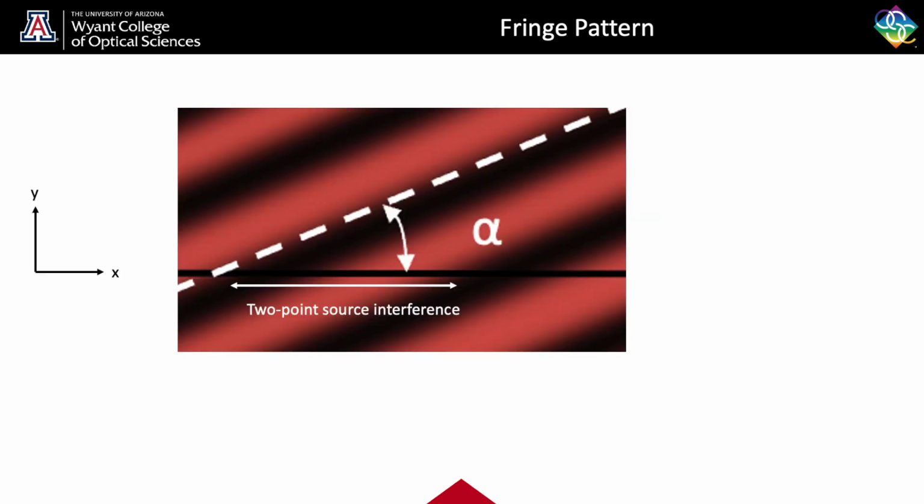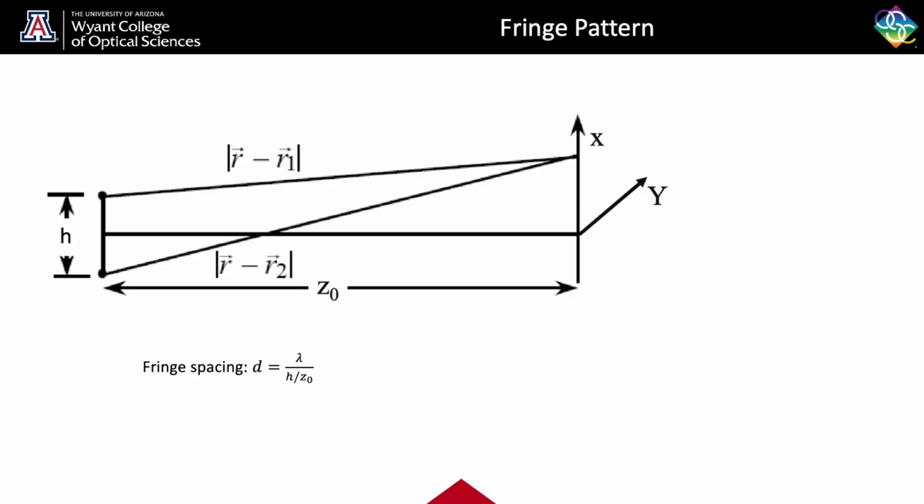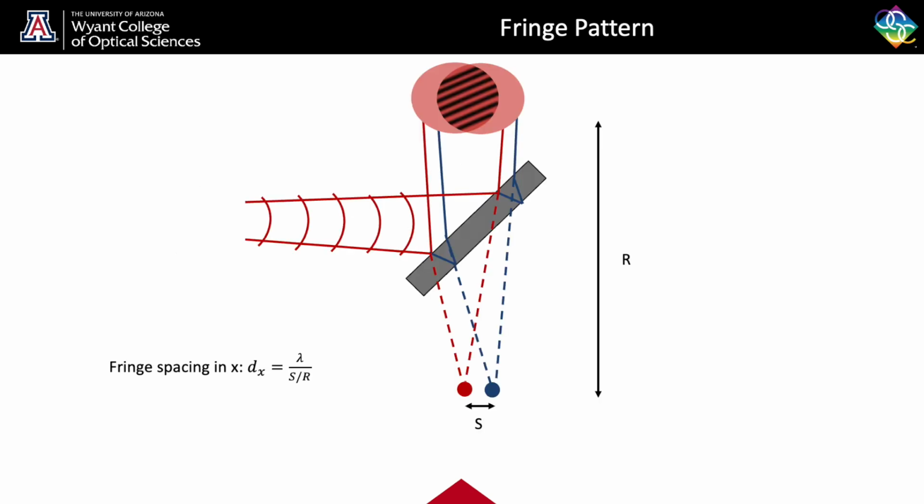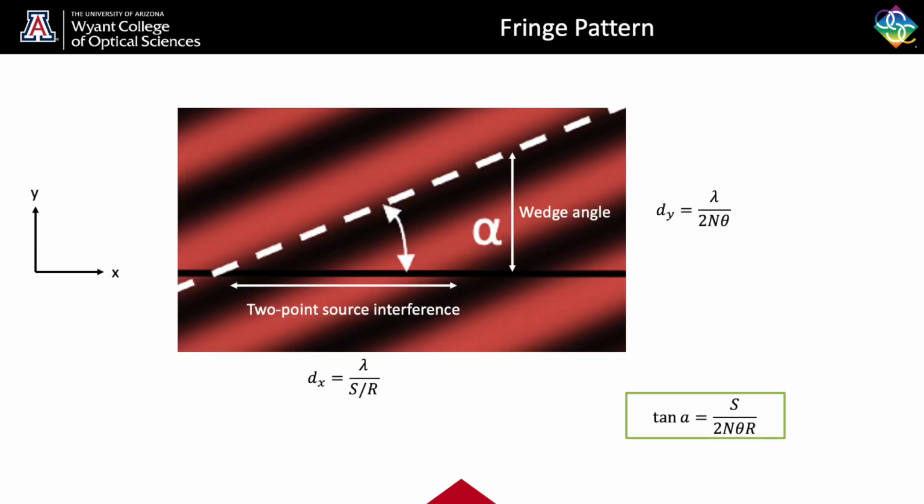Zooming in, the horizontal fringe spacing is determined by two-point interference mentioned earlier. The spacing of fringes in two-point interference is dependent on the separation of the point sources, which in our case is the shear distance, and the distance from the sources to the observation screen. The point sources will act like they come from the center of curvature of the beam, so that distance is the radius of curvature of the beam. The vertical fringe spacing is dependent on the wedge angle theta and the index of the shear plate. Because collimated light will not induce two-point interference, when light is collimated, you will only see vertical fringes.